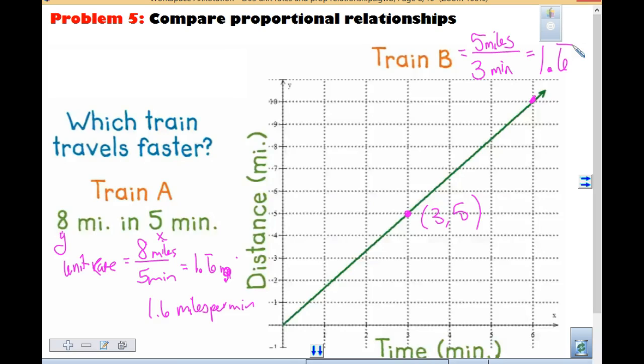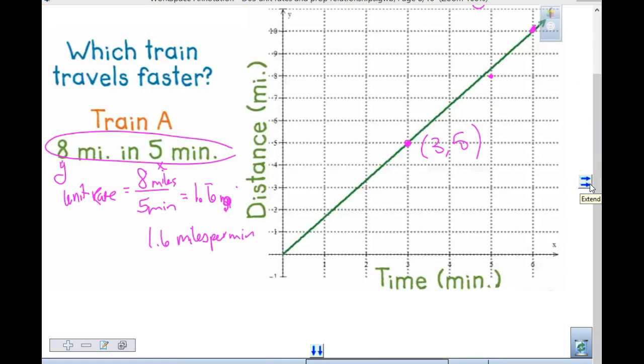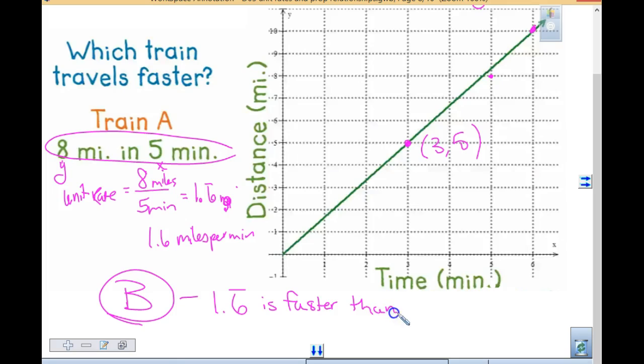Okay, how about if we graph this point right here? Would you plot that point at 5? It's not a nice one to plot. It's at 8. It's right below that. Which one is going faster? Train B. Train B is faster. Why? 1.6 repeating is more than 1.6, right? So my answer would be train B, and my reason would be because 1.6 repeating is faster than 1.6.